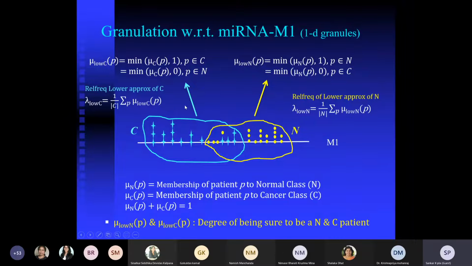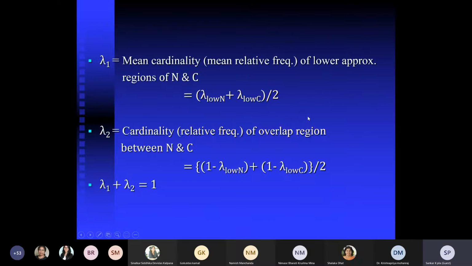So from that, I can compute lambda 1, the mean cardinality, that is the mean relative frequency of the lower approximation, divided by 2. Similarly, I can use the cardinality of the relative frequency of the overlapping region, equal to 1 minus lambda, because lambda 1 plus lambda 2 equals 1. So I know that this is lambda 1. So lambda 2 will be 1 minus this.